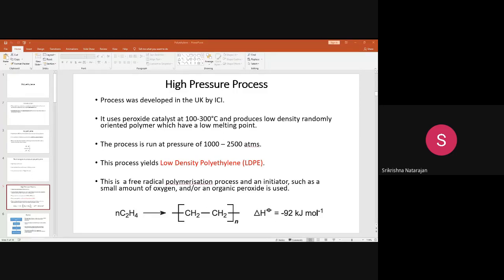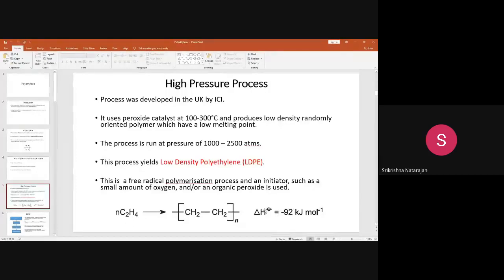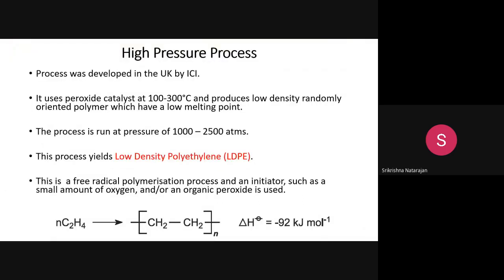Okay. So here, this is the heat of enthalpy. There is the delta H, which is minus 92. This is normally the internal energy which is maintained during the reaction. It will be negative because it is a spontaneous reaction. So the main thing you need to know is that from this high pressure process, ethylene monomer is converted to polyethylene, and you get a polyethylene of low density. You produce a polymer that has a low density and a low melting point, which is called low density polyethylene, abbreviated as LDPE.